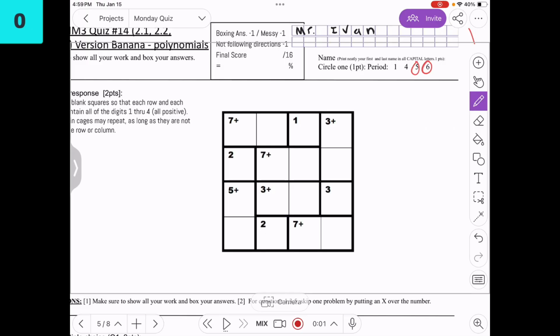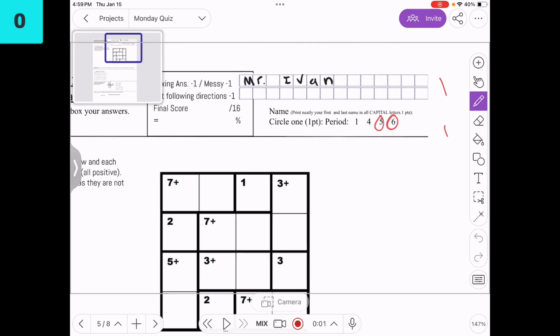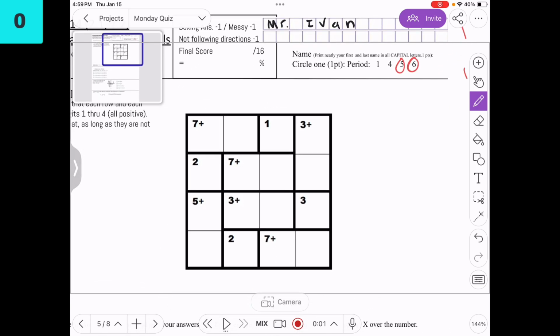Hey there class, this is Mr. Ivan and I'm going to be going over the solutions for Monday's quiz on polynomials, and this is version banana. So first of all, you gotta get some points just by writing your name and selecting the correct period.